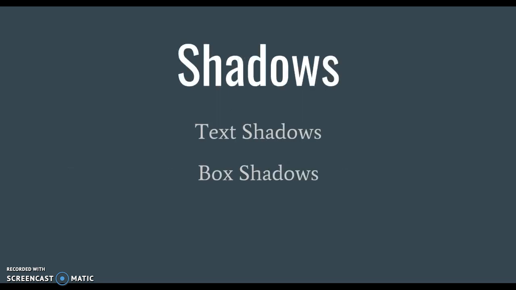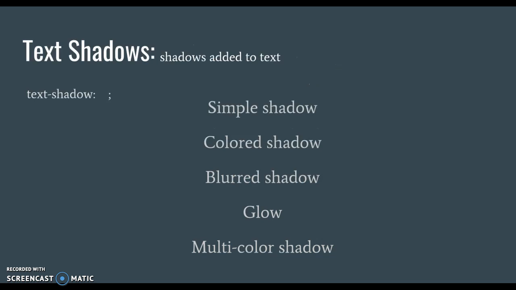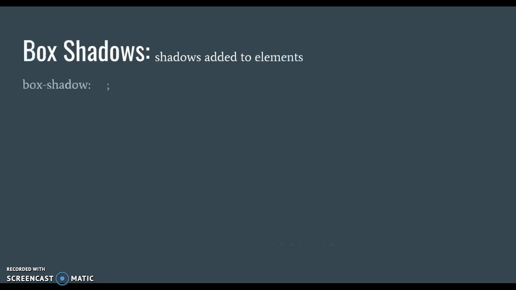Shadows, we're going to do text shadows and box shadows. The text-shadow property adds shadow to the text. A simple shadow is just like a double vision. Then there are a colored shadow, blurred shadow, glow, and a multicolored shadow. And the box-shadow property adds shadow to elements.